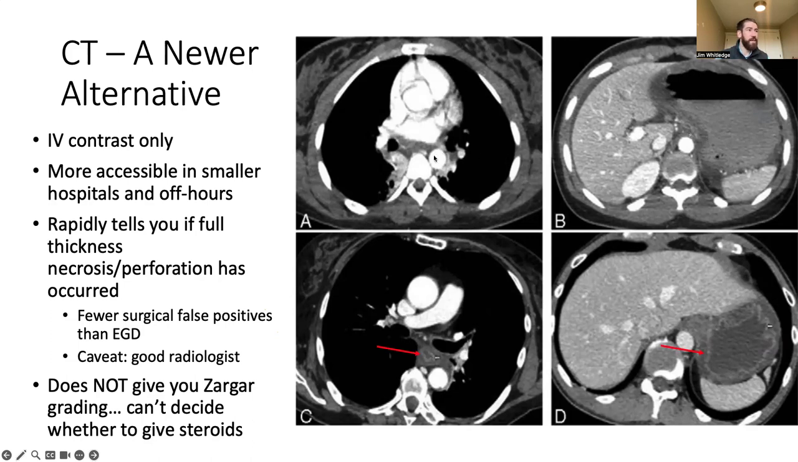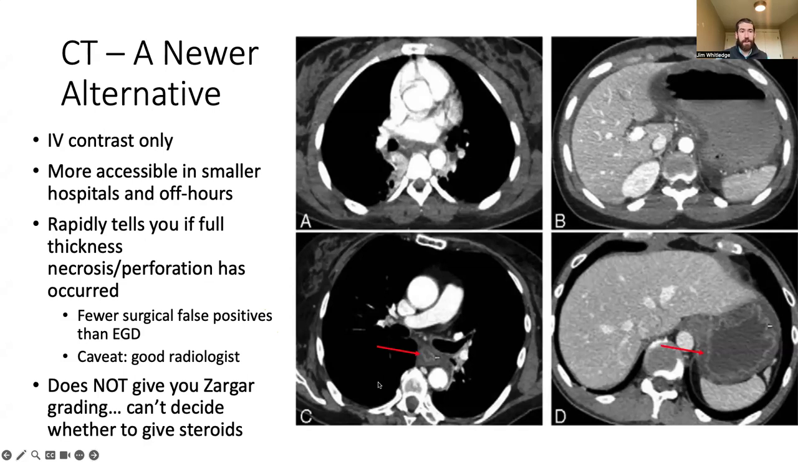Now, on the flip side, up here, it's kind of hard to see, but here's the esophagus right here, and here's the stomach, and you do not have any post-contrast enhancement, which tells you that there is full thickness necrosis. And if you look here, you see some air bubbles as well, which is concerning too.